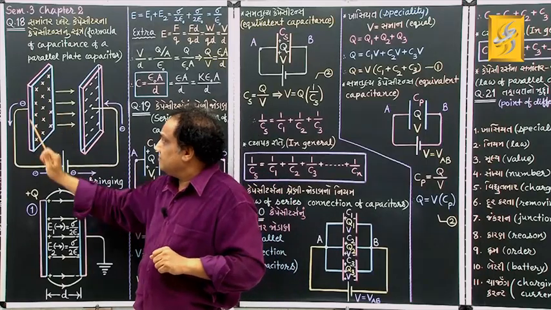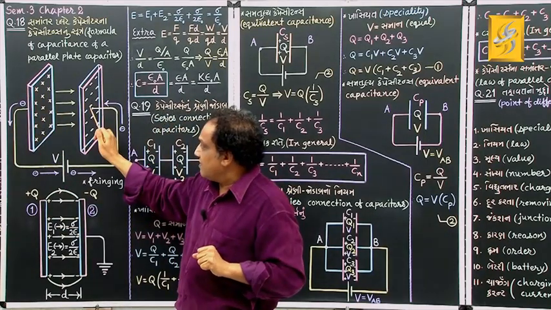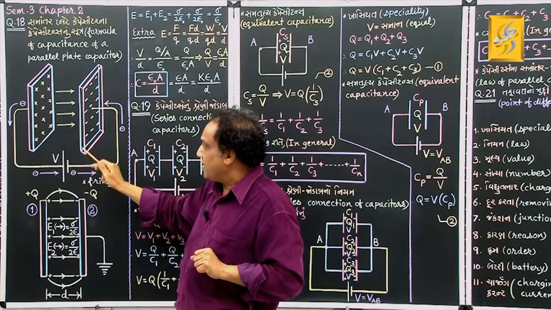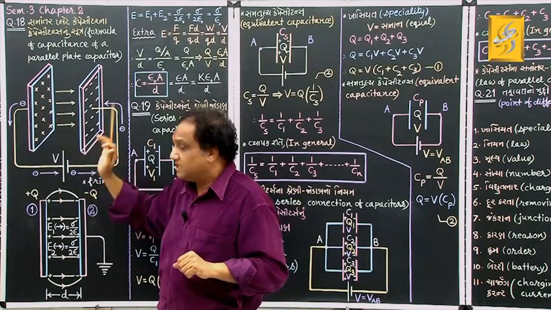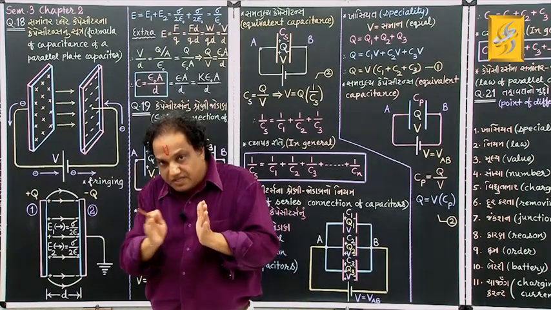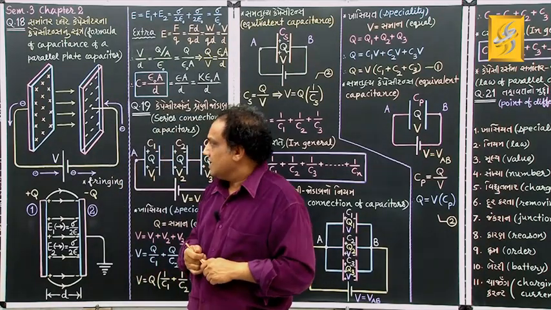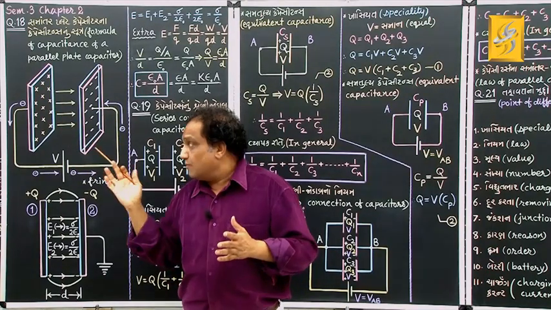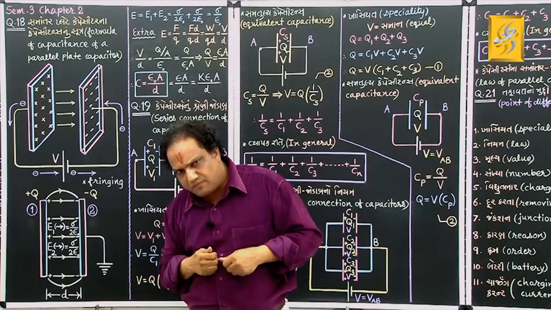For this plate, this back side does not have any charge. For this right plate, this right hand side face shown with the pink color, does not have any charge. Only the blue colored faces which are inside facing each other, they have charge. Okay, fine. Now how long will this charging process continue? The process whereby we can deposit charge on the plate of a capacitor is called the charging process.